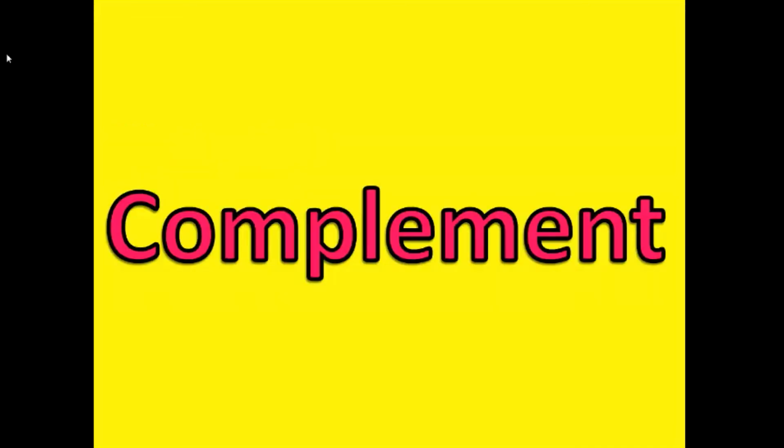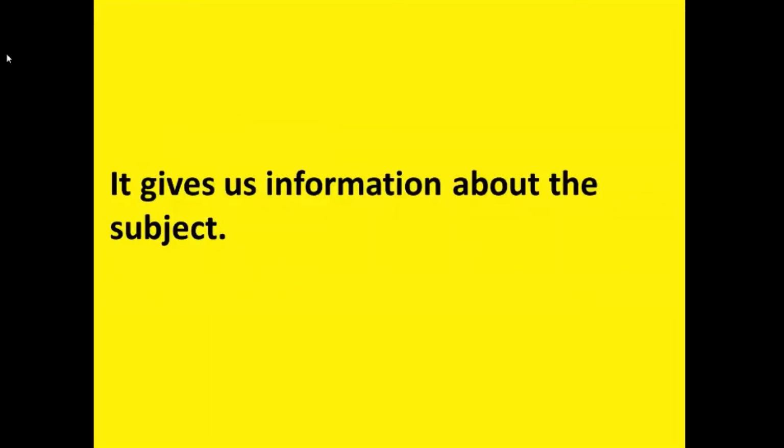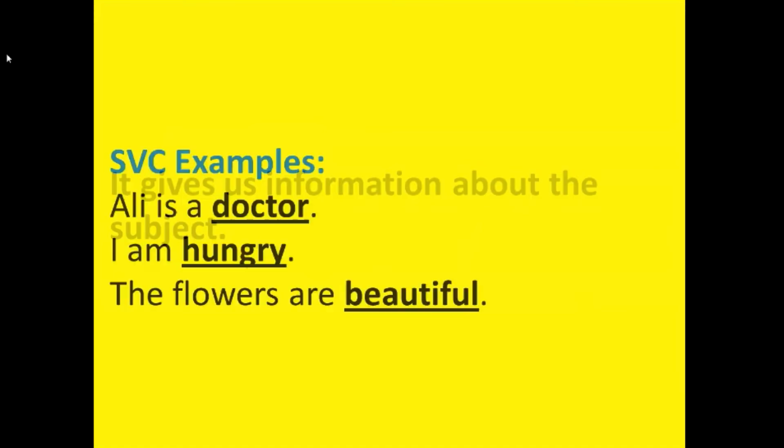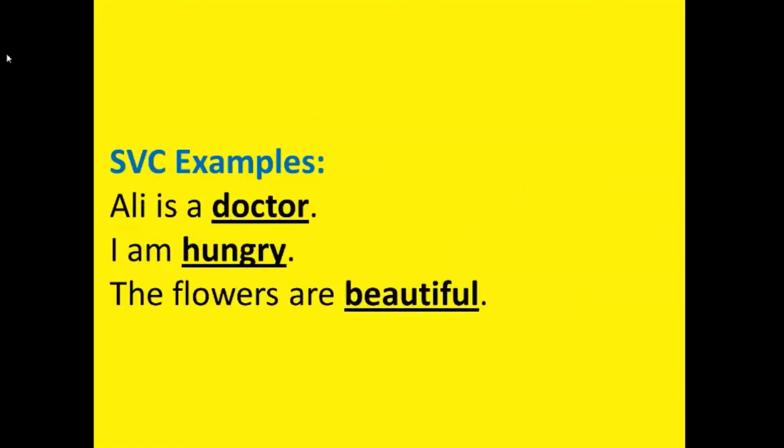Complement. This is the third part of forming a basic sentence. Let's see what a complement does. A complement gives us information about the subject. For example, Ali is a doctor. So, if you notice the last word, doctor, it is giving us information about Ali. I am hungry. The flowers are beautiful.